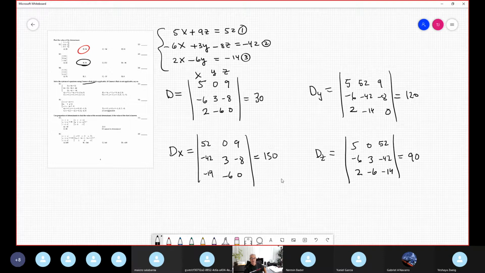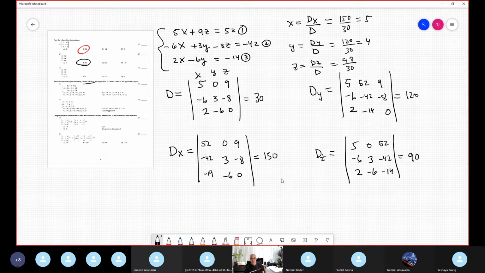Okay, so Cramer's rule says x is equal to dx divided by d. y is dy divided by d. And z is dz divided by d. The first is 150 divided by 30, which is 5. The second is 120 divided by 30, which is 4. And the last one is 90 divided by 30, which is 3. And the answer is the ordered triple 5, 4, 3. End of story. Option A.